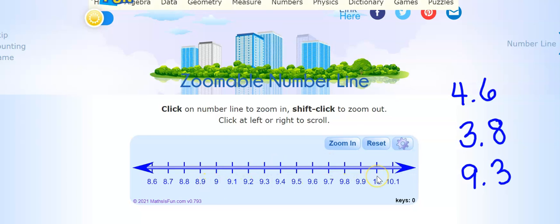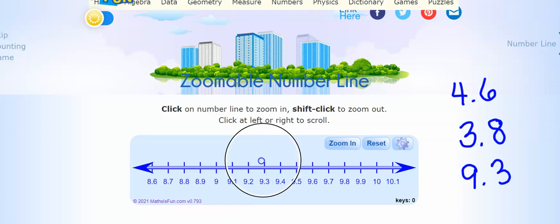So here are 9 and 10. Do you see 9 and 3/10? There it is. 9 and 3/10. Let's count the numbers between 9 and 10. 9, 9 and 1/10, 9 and 2/10, 9 and 3/10, 9 and 4/10, 9 and 5/10, 9 and 6/10, 9 and 7/10, 9 and 8/10, 9 and 9/10, and 10. Great job.